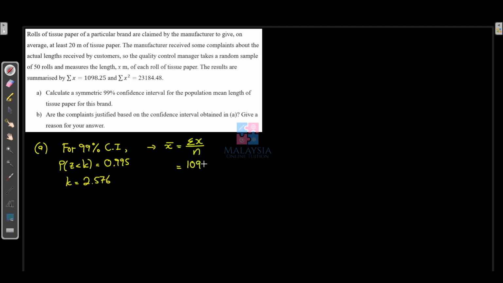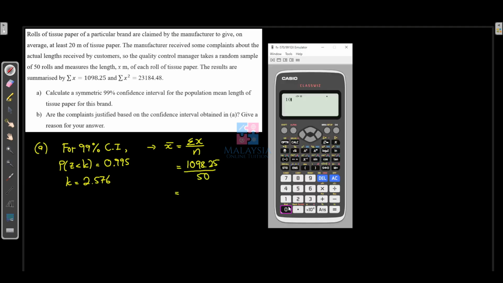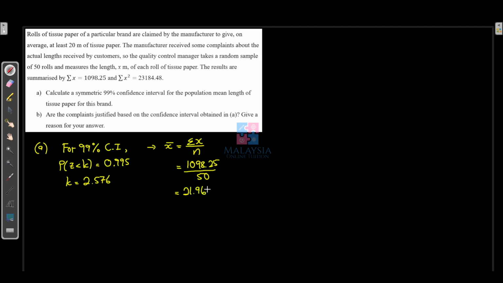Okay, so x bar equals summation of x over n. So 1098.25 divided by 50, we get 21.965 meters. Okay. And then for the unbiased estimates of the population variance, S squared.